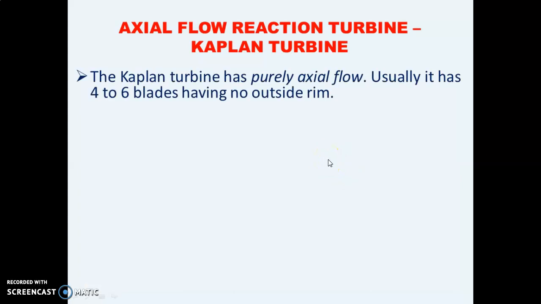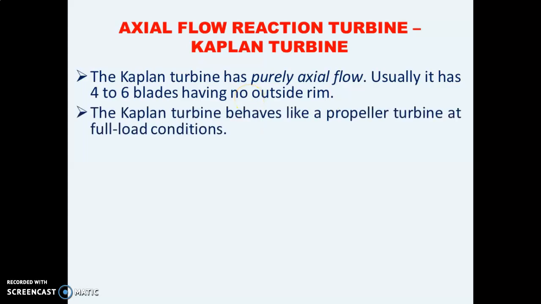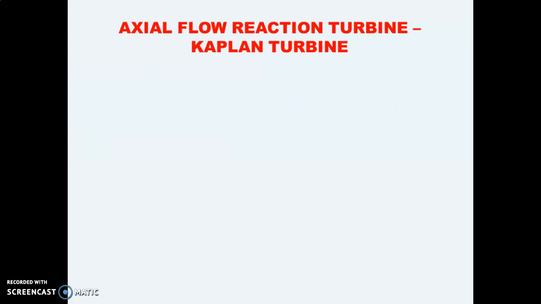Now we'll see about the Kaplan turbine in detail. The Kaplan turbine has a purely axial flow. Usually it has 4 to 6 blades having no outside rim. We have discussed this in the last slides. The Kaplan turbine is purely axial. Water enters axially and leaves axially. It has fewer blades, that is 4 to 6 blades, and they do not have an outside rim. The Kaplan turbine behaves like a propeller turbine at full load condition.